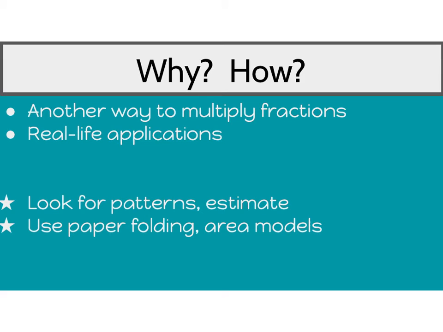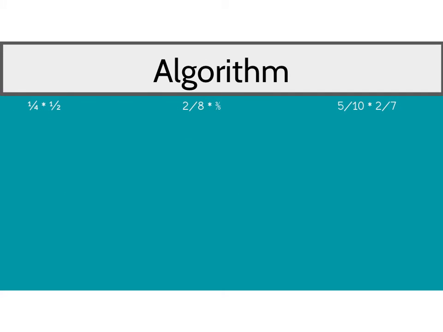This is our how. We're going to estimate. We're going to use paper folding if we need to, and we're also going to use area models similar to our math message today. So you'll notice that our lesson keeps mentioning this word algorithm, and we've used this word in the past. But an algorithm is kind of like a formula or a certain set of steps that we use to solve a problem a certain way.